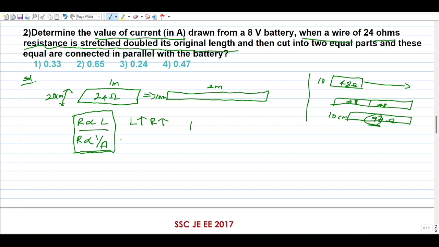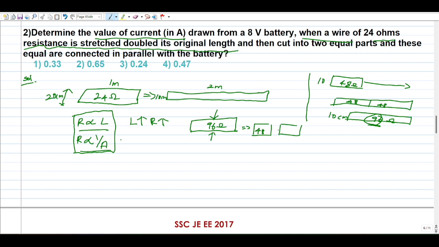Finally we got the conductor with 96 ohm. After that, it is cut into two equal parts. So it is cut into two equal parts, 1 and 2.